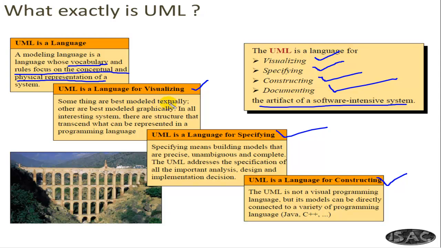Visualizing means some things are best modeled textually, others are best modeled graphically. In all interesting systems, there are structures that transcend what can be represented in a programming language. That's why it is easier to visualize, and it is a language for specifying, unambiguous and complete. The UML adds the specification of all the important analysis, design and implementation decisions. The most important part: it is not a visual programming language, but its models can be directly connected to a variety of programming languages, so it can generate the code in these languages itself. But this is done by the UML tools. So let me just repeat: UML is a language for visualizing a model or system, specifying the system you are going to build, constructing the diagrams, and documenting it.